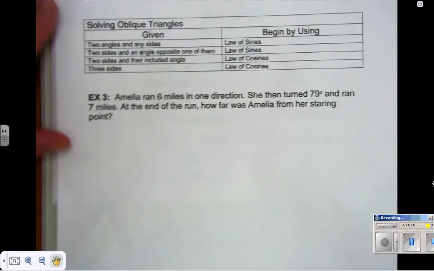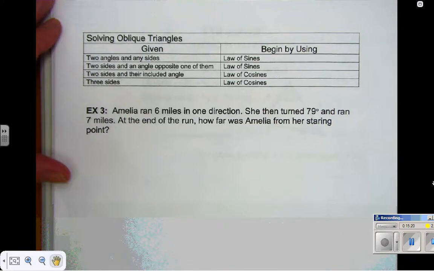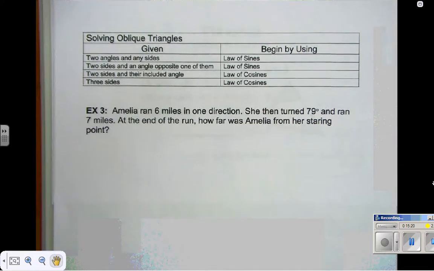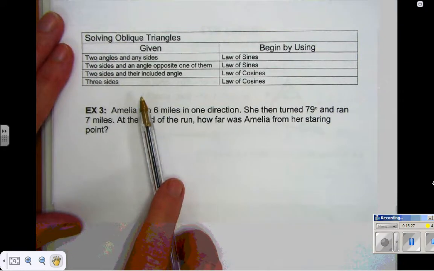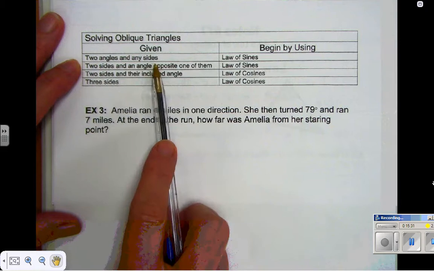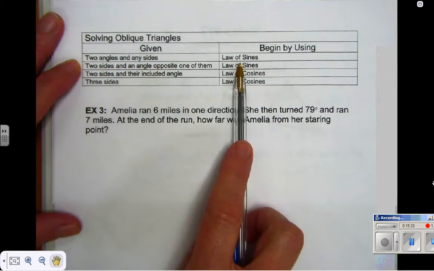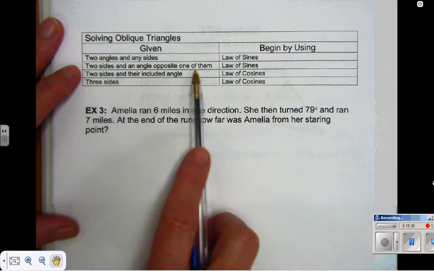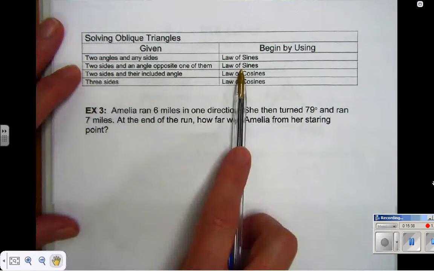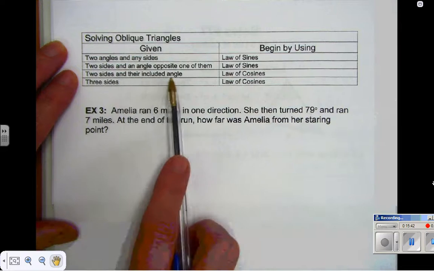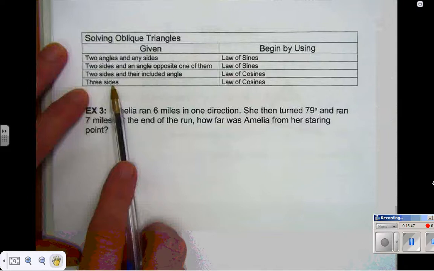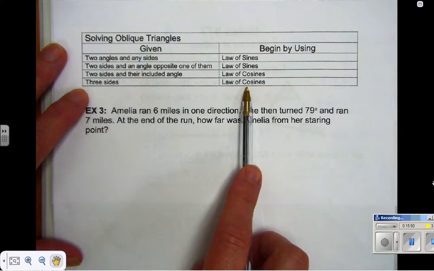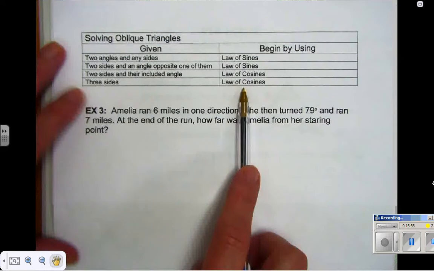They're going to kind of mix it up, and they're going to give you different problems, and you have to decide if you're going to start the problem using the law of cosines or the law of sines. So this is kind of a chart for you to help you figure out what you're supposed to do. If you have two angles and any sides, you want to start using the law of sines. If you have two sides and an angle opposite one of them, you want to start using the law of sines. Two sides and their included angle, you're going to use the law of cosines. If you're only given three sides, you're going to use the law of cosines to find two angles. You're not going to switch to the law of sines on this last one. You're going to use law of cosines the whole way.